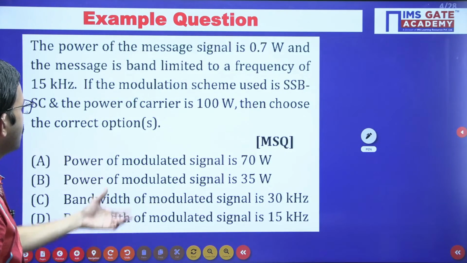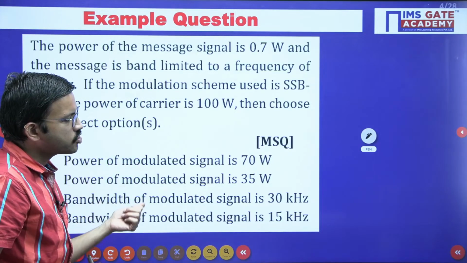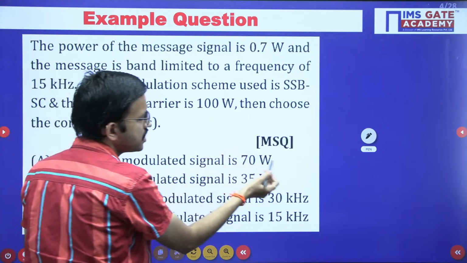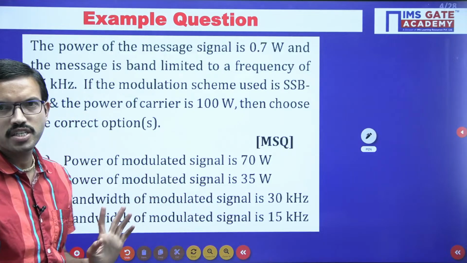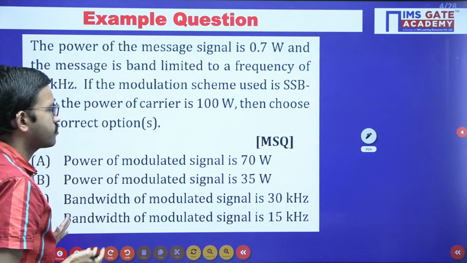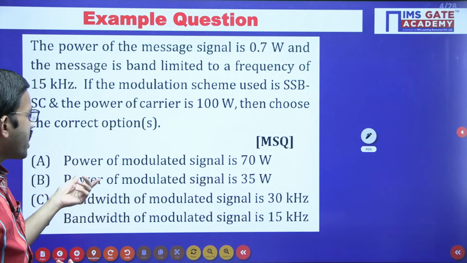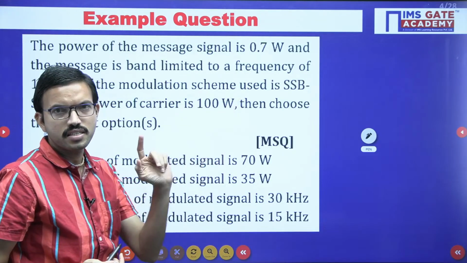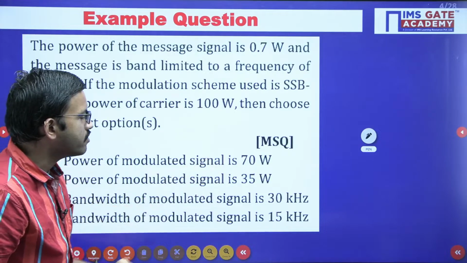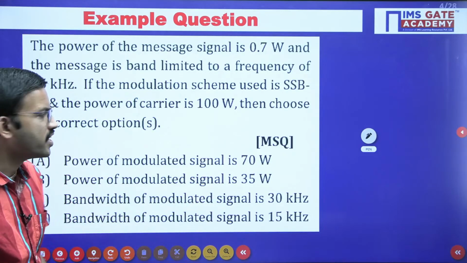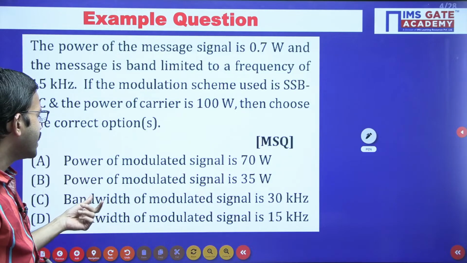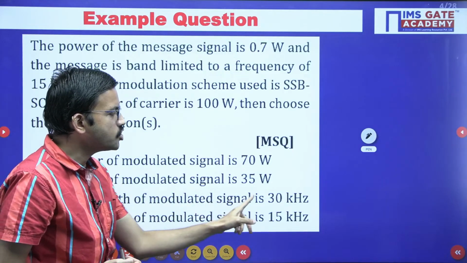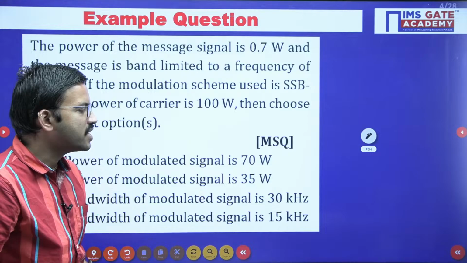Now the question is, here you are having 4 choices. Among these choices, whichever are correct, you have to choose. This question is MSQ. Either one option or more than one option can be correct. If you read the choices, 2 choices are related to the power of the modulated signal, that means power of the SSB-SC signal. In one choice it is mentioned 70 watt, in another 35 watt. The other 2 choices are regarding the bandwidth of the SSB-SC signal. In one choice it is mentioned 30 kHz, in another 15 kHz.